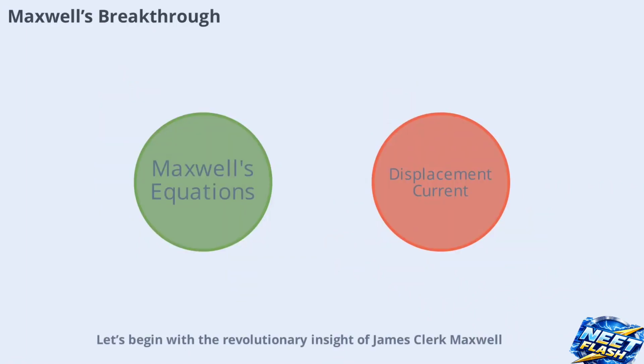Let's begin with the revolutionary insight of James Clerk Maxwell. Before Maxwell, scientists knew that a changing magnetic field could generate an electric field, but Maxwell argued that the reverse was also true: a changing electric field could produce a magnetic field. This idea led to the concept of displacement current, which resolved inconsistencies in Ampere's circuital law, especially when analyzing the charging of a capacitor.